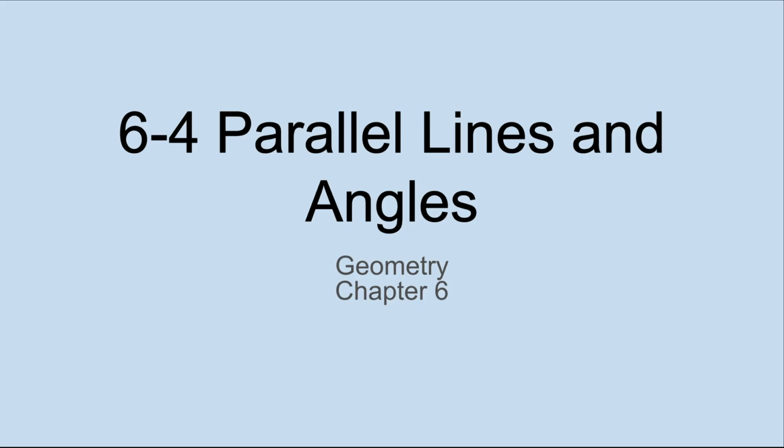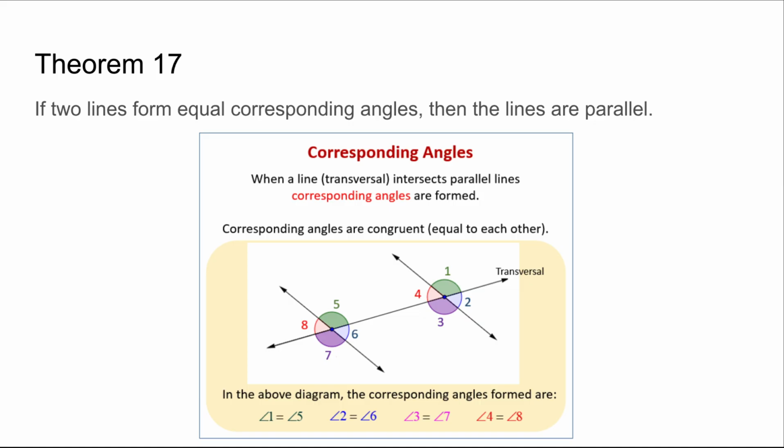So we are just going to continue learning about our parallel lines with the transversal and all the angles and the relationships in between those three lines. So let's go over our theorems again. If two lines form equal corresponding angles, then the lines are parallel.